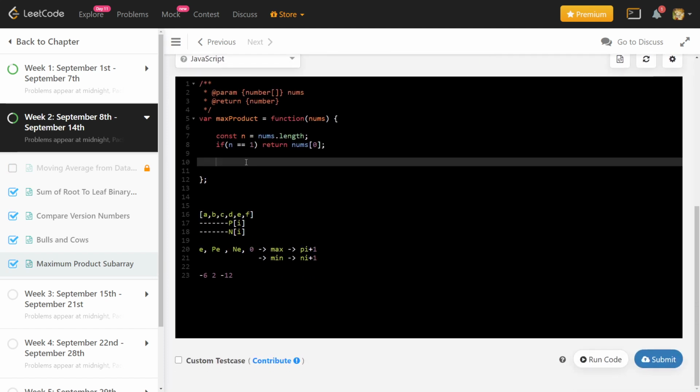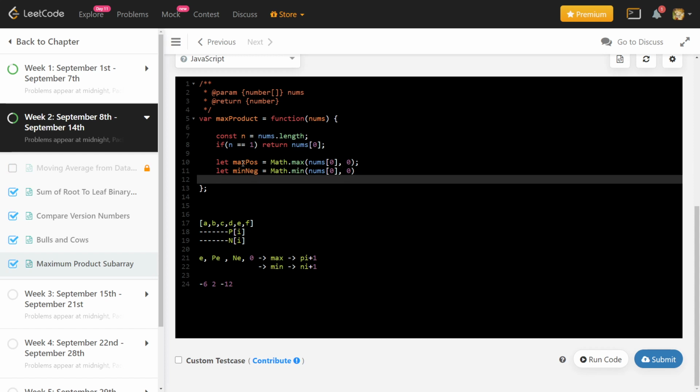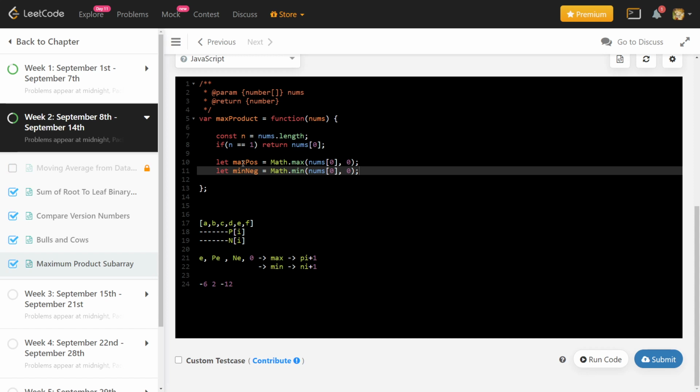Now let's start with the first element of DP, which you can assume to be DP[0], but we will be using only one variable, which is max positive value. What is max positive value? If the first element is greater than 0, which is positive, then that will be the max positive till the first element. And what will be min negative? It will be nums[0], right? So if you think about it, this will be the maximum positive and minimum negative value till the first element.